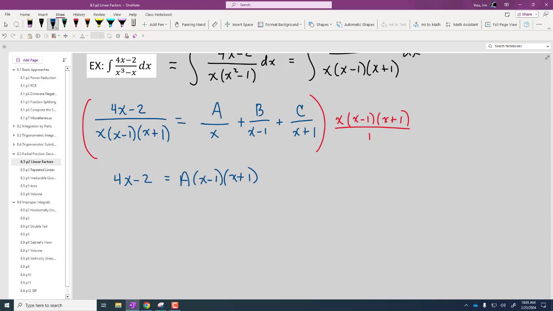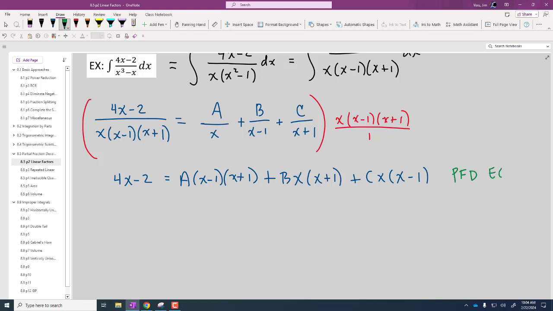And then when we multiply it by the b fraction, the x minus 1's cancel. So we get that. And then we multiply it by the third one, and we get cx times x minus 1. So here is our PFD equation.